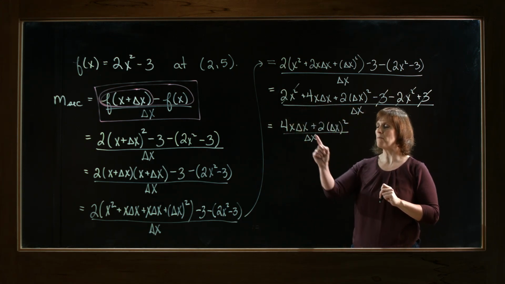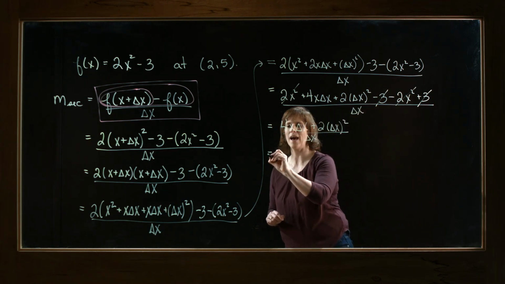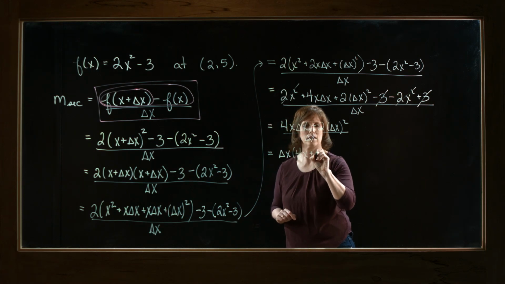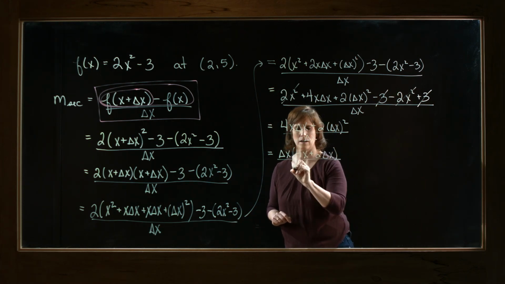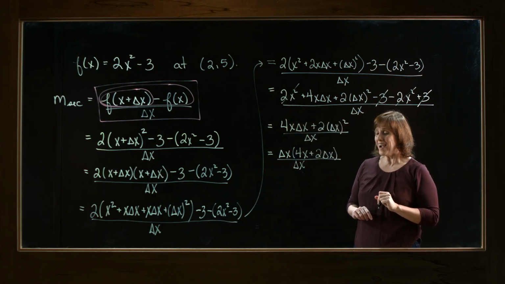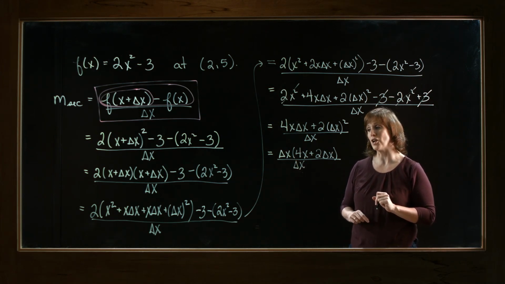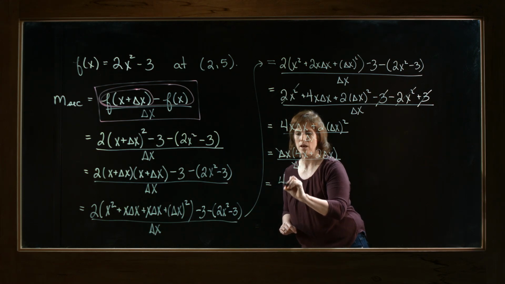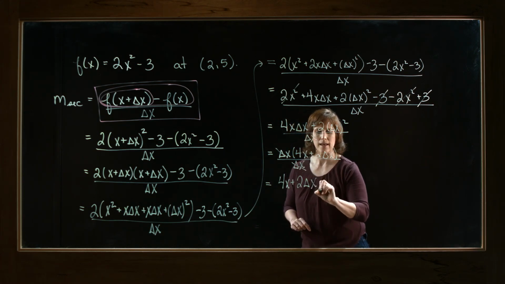Now I notice in my numerator that there's a delta x in both of those terms, so I can factor it out. And finally, I notice that I have a delta x as a factor of both the numerator and the denominator, so I can cancel those. And that leaves me with 4x plus 2 delta x.